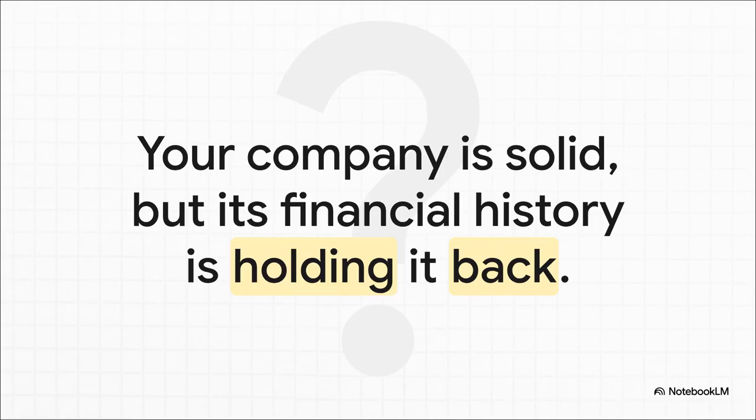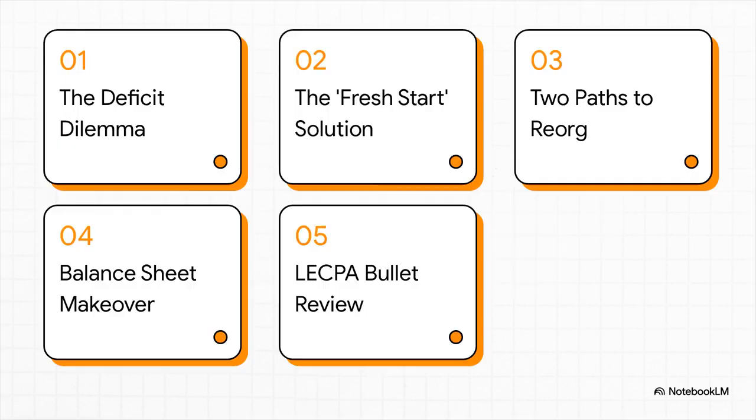We're talking about the corporate reset button, a perfectly legal way for a fundamentally sound company to get a fresh start without the headache of creating a whole new legal entity. So here's our game plan. First, we'll unpack the problem, that big corporate deficit. Then we'll look at the fresh start solution itself. After that, we'll break down the two different ways you can do it, see how it completely transforms the balance sheet, and then we'll wrap it all up with a rapid-fire bullet review to lock this stuff in for your LECPA. Let's get into it.